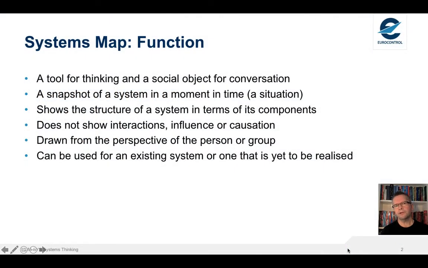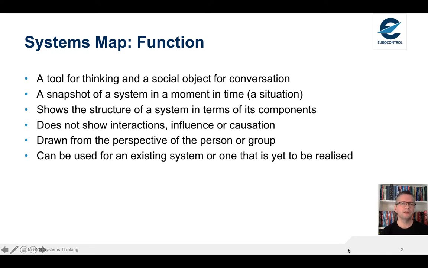Let's first look at the function of system maps, or what it is that they actually do. Well, first of all, a system map is a tool for thinking and a social object for conversation. What that means is it provides us with a reason to get together to think about a particular system of interest.